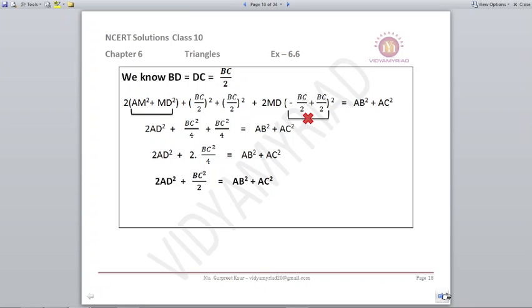So children, there are a lot of calculations over here. Please do it slowly, step by step. Since we want BC, instead of wherever BD is there or wherever DC is there, we have replaced it by BC upon 2 to get our required answer.